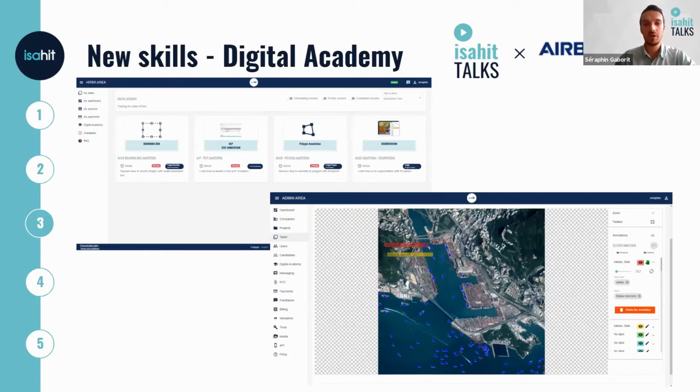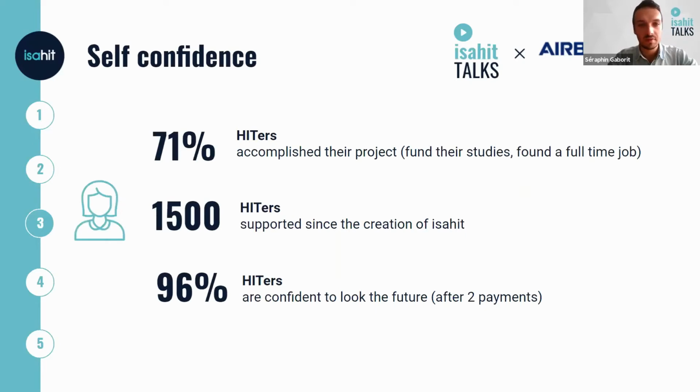Then our hitters are also earning self-confidence thanks to their work on the platform. As an example, 71% of our hitters accomplished their projects after they left Isahit. So they went back to their studies or they found a full-time job in their own country. Then 1,500 hitters have been supported since the creation of Isahit in 2017, which means they received at least one payment after they worked on the platform. And 96% of the hitters told us they were more confident about their future after two payments.